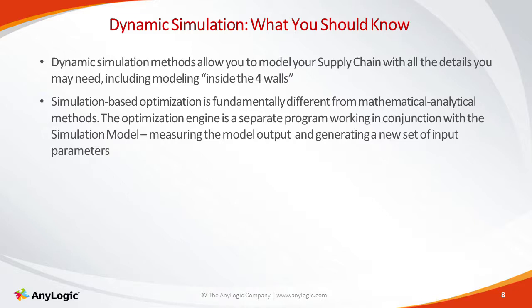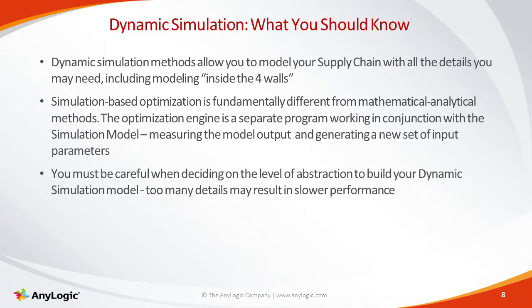So when we do simulation-based optimization, the optimization engine is always an external part to the simulation model. And it treats the simulation model like a black box. The optimization engine just measures the output, generating other input parameters. And so in this sense, it's less efficient than the analytical one, right? Also, what is important to remember, you have to be very careful deciding on the abstraction level, on the level of details which you use to model the supply chain, because too many details may result in slower performance.